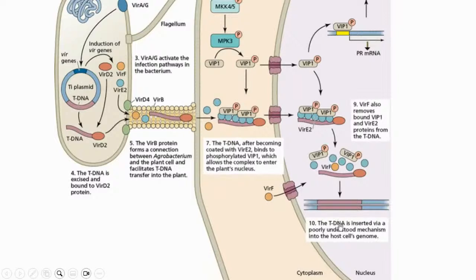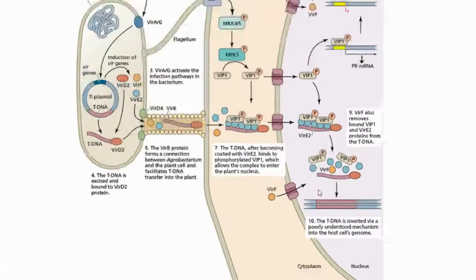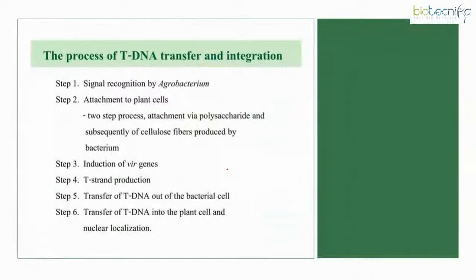So now the tDNA gets inserted within the plant nuclear genome. We call it an illegitimate recombination, that is, a non-homologous recombination, and they will undergo gene expression. Clear now? Or is there any confusion? Yes, can I get some response? Is it clear to all of you?